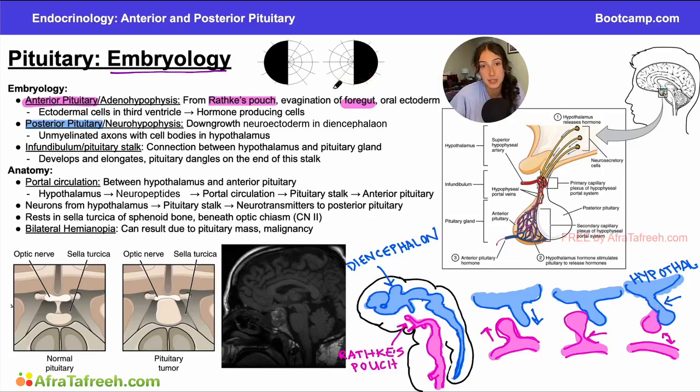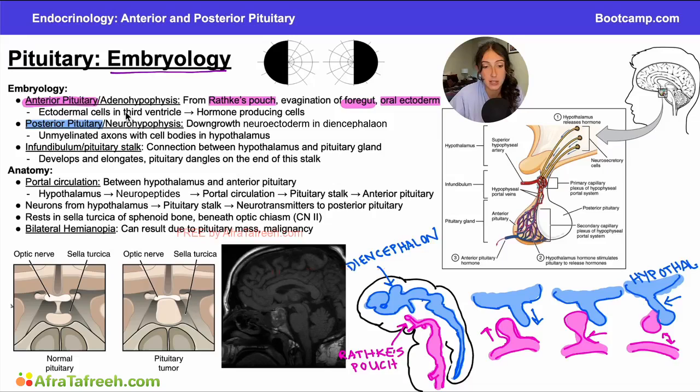So because of the two different embryological roots of the anterior and the posterior pituitary, they're going to have different cell types as well. So our anterior pituitary that came from Rathke's pouch and that evagination of the foregut is going to contain oral ectoderm. And that should make sense to you, because if you think about pouching out from the foregut, that's going to create our entire digestive tract from our mouth to our anus, and of course our pituitary is closer to our mouth, so it should make sense to you that our anterior pituitary coming off of Rathke's pouch will be oral ectoderm.